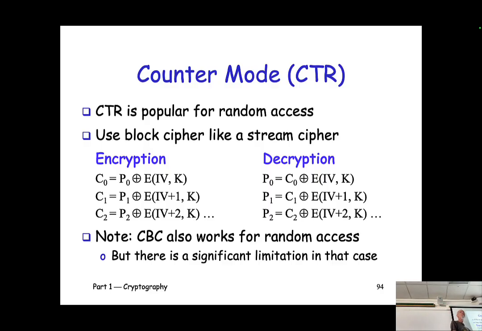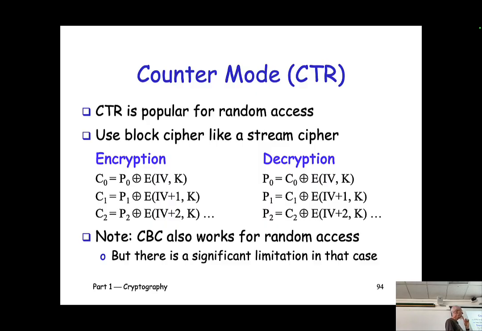We can actually do that with a block cipher. We again need an IV, an initialization vector, for this mode. And we will just use the encryption mode, apply it to that IV. It generates a block of bits, and I will use that like a key stream. I will XOR that with block P0. They're the same size, so it makes sense. And then I just increment it for the next block, and I encrypt that and XOR that to get the next block of ciphertext, and so on.